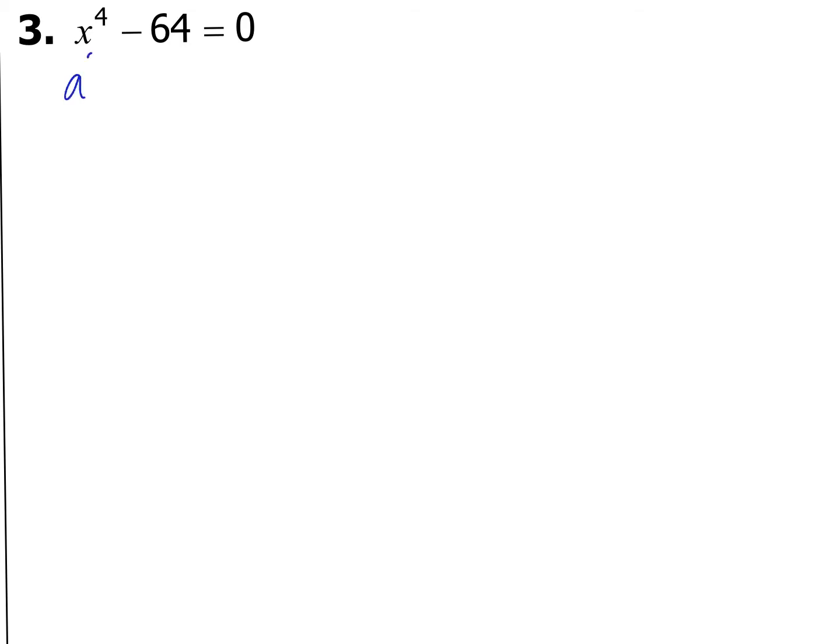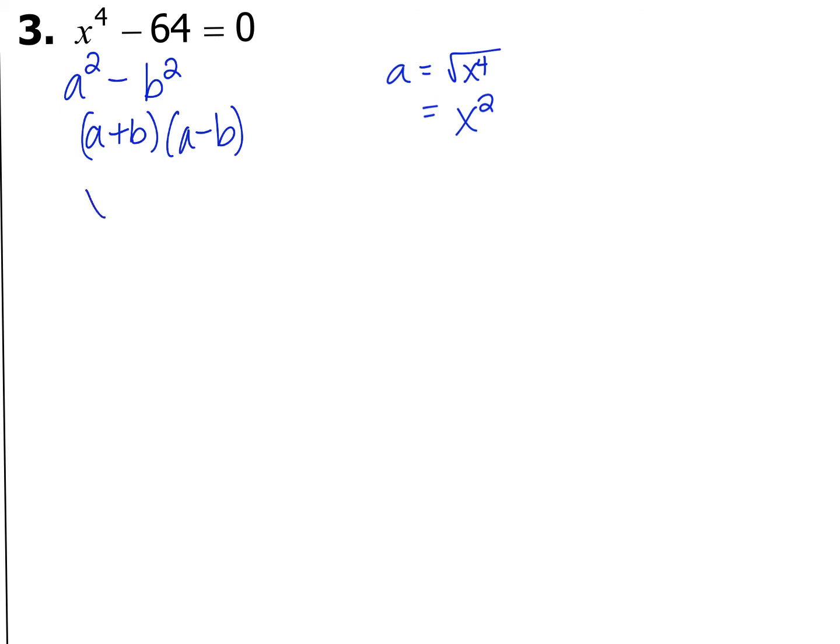Therefore, I have an a squared minus b squared problem. And remember that this breaks down to (a plus b)(a minus b). Therefore, my a value would be equal to the square root of x to the 4th power, which is x squared. So x squared is the first piece of my factoring.